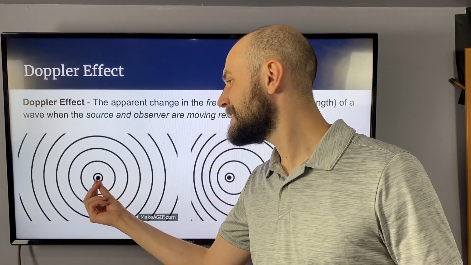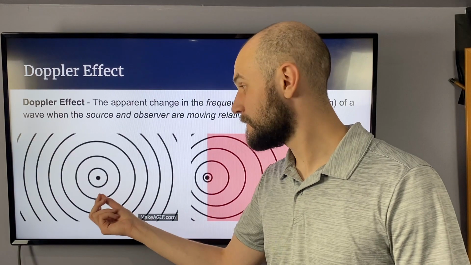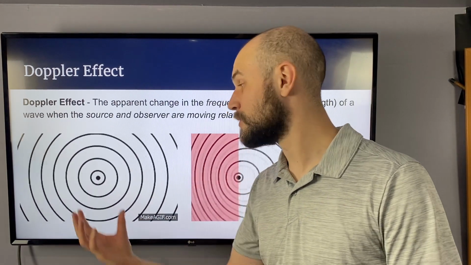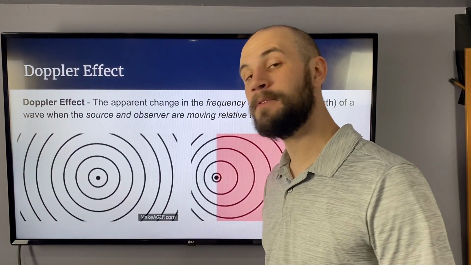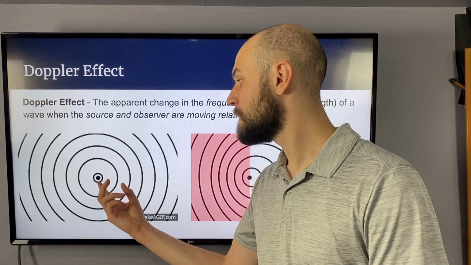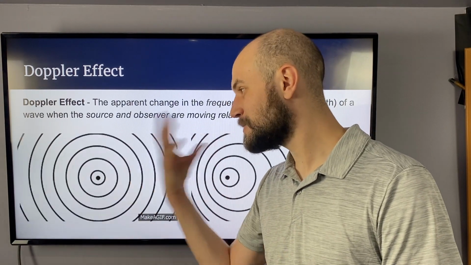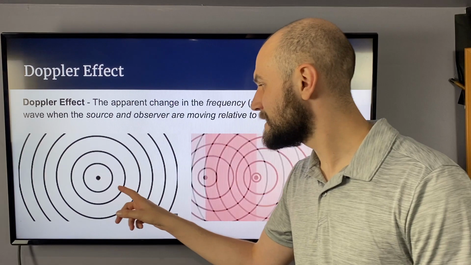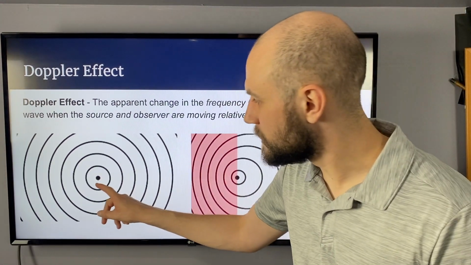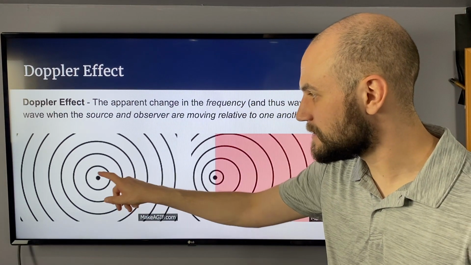We can imagine that this is a point source of a wave. Here we can focus on sound, but this is true for any type of wave that we'll observe in our universe. Let's say this source is producing some kind of sound, and that sound radiates outwards from this point. We could say that this is a speaker.